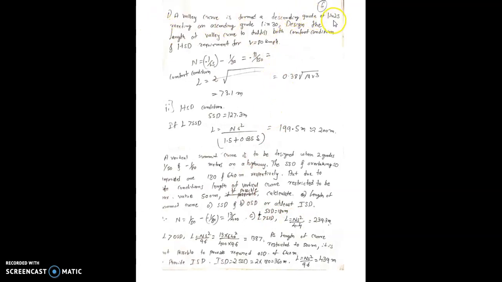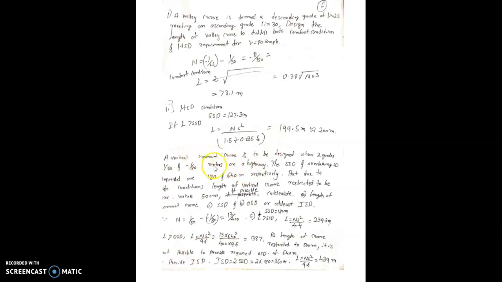Next, a valley curve, 1 in 25 and 1 in 30, designed for both comfort condition and HSD requirement. Here, by putting centrifugal acceleration directly, we can take L is equal to 0.38 root of N V cube. We will get 73.1 meters. HSD for 80 kmph, you have to calculate, HSD is equal to SSD. If you assume L is greater than SSD, you will get 199.5 meters, which is greater than SSD. So the length of the valley curve is 200 meters.